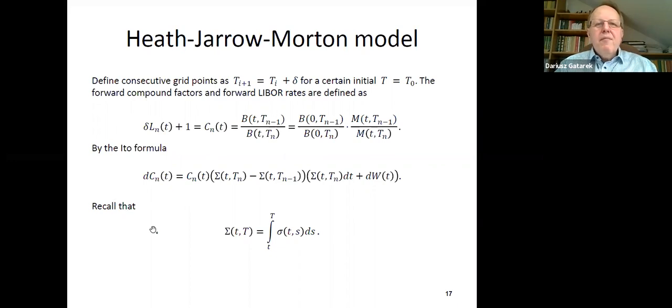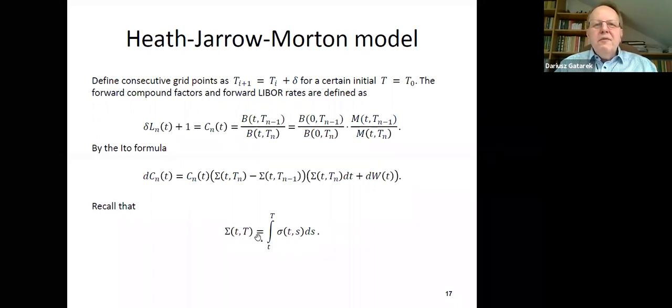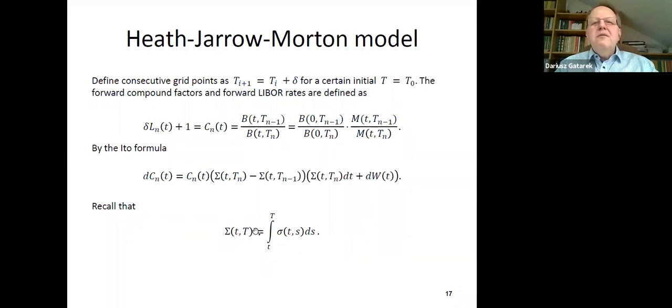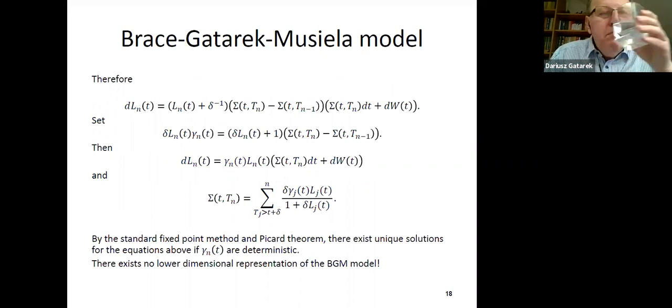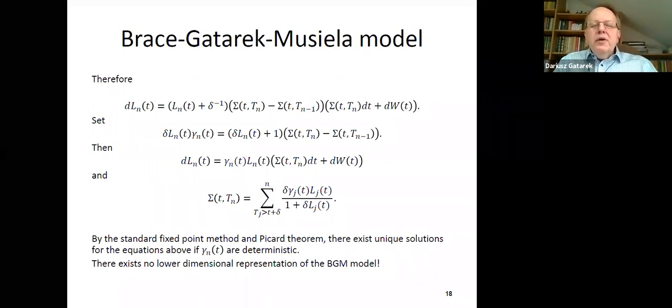And I remind you that sigma is, capital sigma is integral of small sigma over space. Okay, and then you will get the simplest derivation of BGM model. So also called LIBOR market model, but because LIBOR is now a forbidden word, it will die out in 6 months.